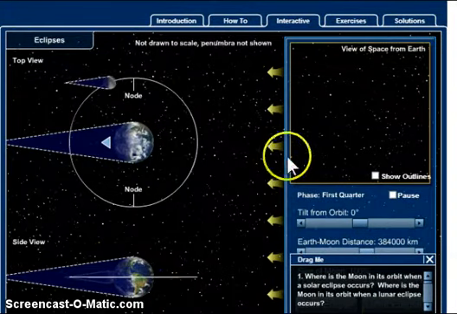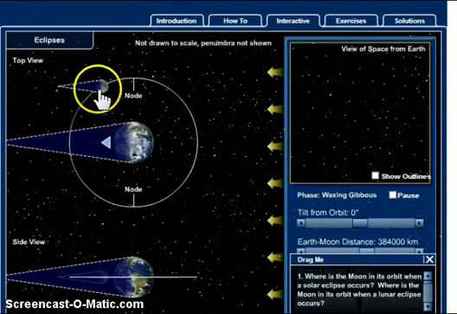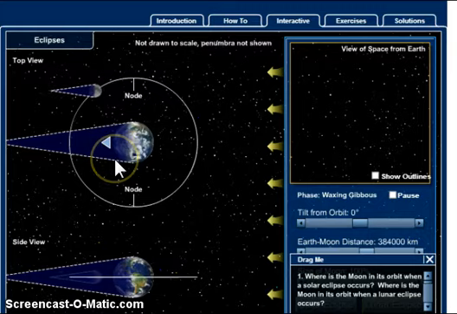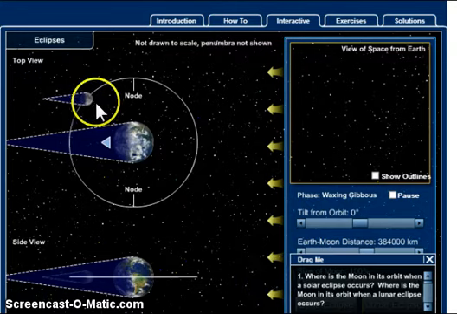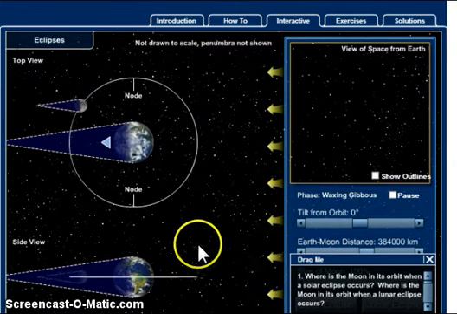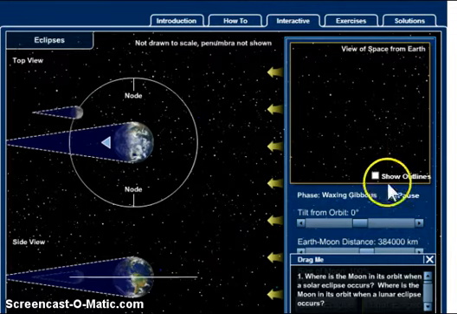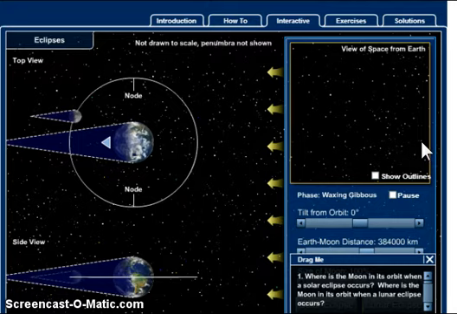If you look over here, this will be the view of space from Earth. This is the moon coming around in its orbit. And then this cone right here would be the Earth's umbra, which is the total shadow. The sun is over here with these yellow arrows. So as the moon comes into the Earth's umbra or total shadow, you'll start to see a view from space that shows the moon eventually being eclipsed. And you can see that happening here.